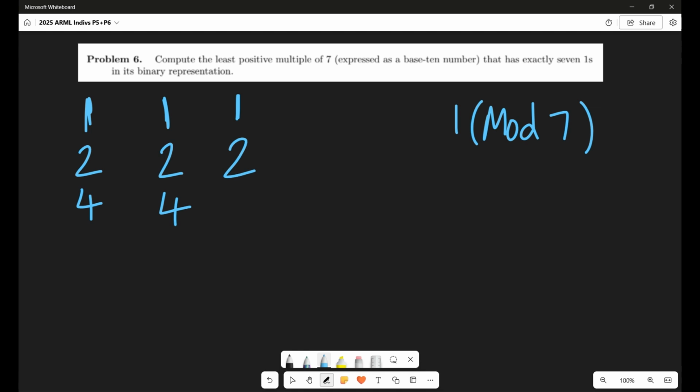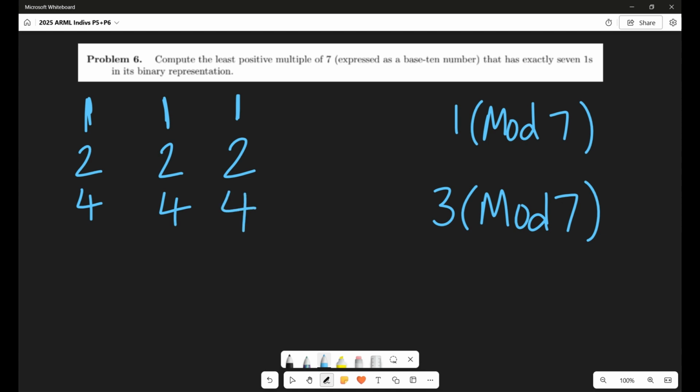So we move on to our next place value. So we get a 2. But now we have 8 numbers that add up to 3 mod 7. And we want to get rid of one of them because we only want to keep 7. So we have to get rid of a 3 mod 7. But we don't have any 3 mod 7s. So again, we need to move on to the next place value.